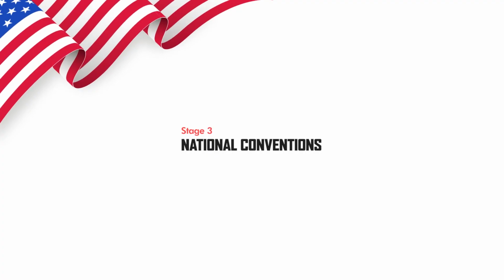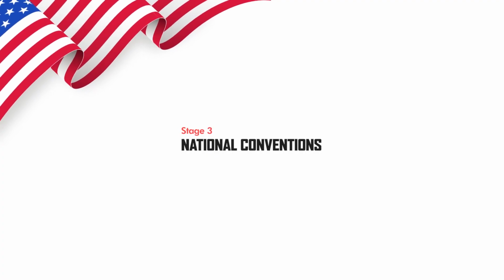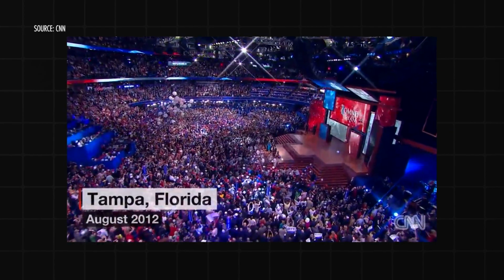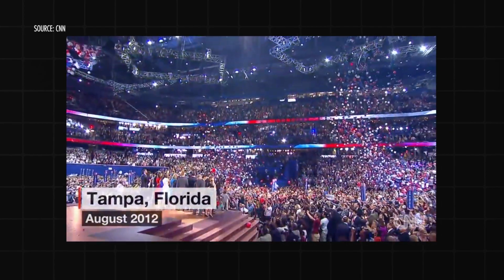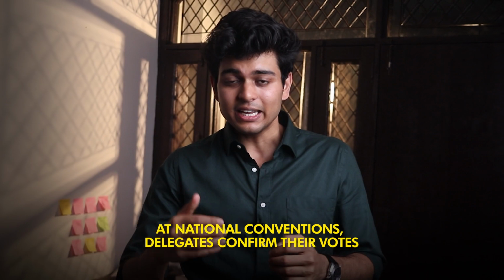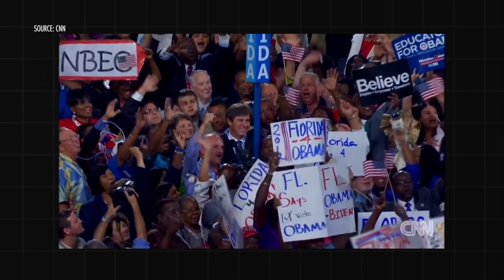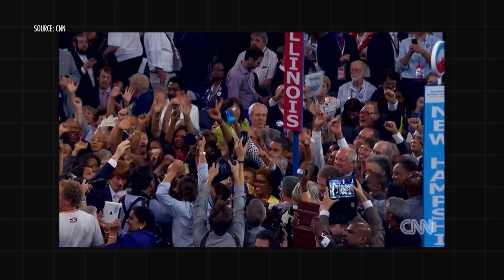The next stage is the National Convention, where the party's official presidential candidate is chosen. These events are a mere formality, as by now, after the primaries and caucuses, people already know which candidate has the support of the most number of delegates. At the national conventions, the delegates confirm their vote, and the candidate who gets the majority becomes the party's official presidential candidate.